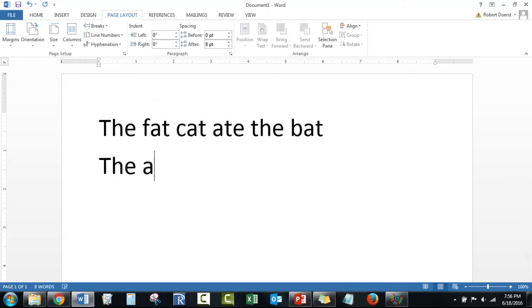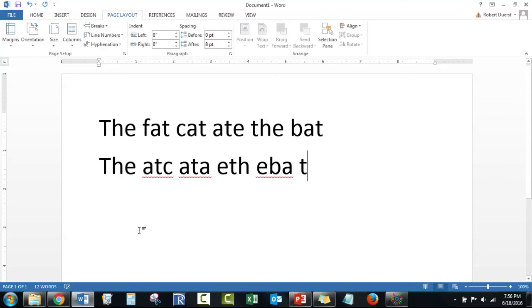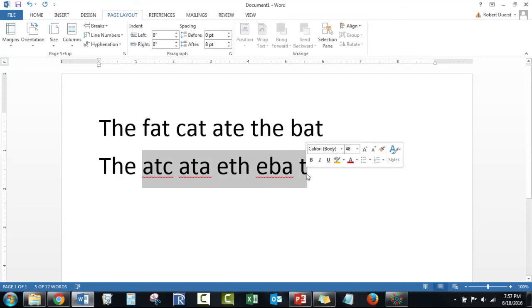The, at, atta, etha, iba, ta. So by deleting one letter, I changed all of the downstream words to be nonsensical. I changed the meaning of the information contained. This is a frame shift mutation in my sentence.